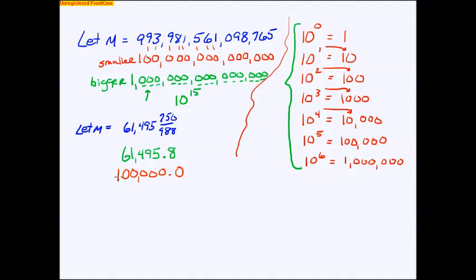Because if this 1 was over here, I'd take away a power of 10, and it would be smaller. It'd be 10,000, and that's definitely smaller than 61,000. So this is the one I want. Okay, and again, just use your rule over here.